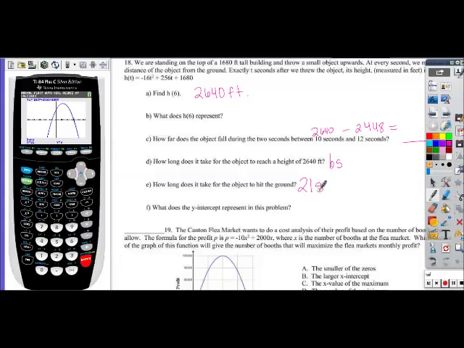And then finally, what does the y-intercept represent in this problem? So that y-intercept is always your starting point, but it tells you that you're standing at the top of a 1,680-foot building, so it's the starting height of the object that you are throwing.